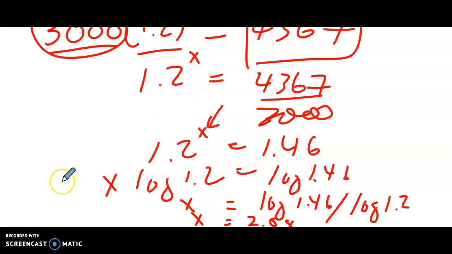Okay, so that's logs for you. That's an intro to logs. That's all you need. Very useful tool. I think you'll enjoy it. Okay, see ya.